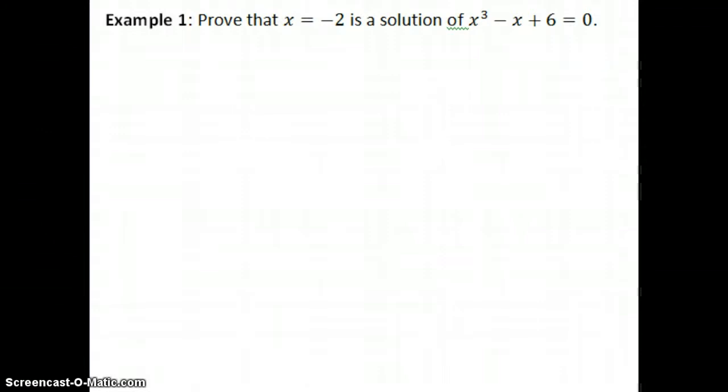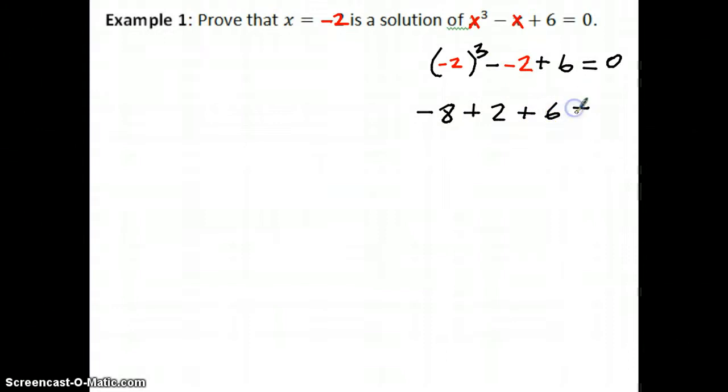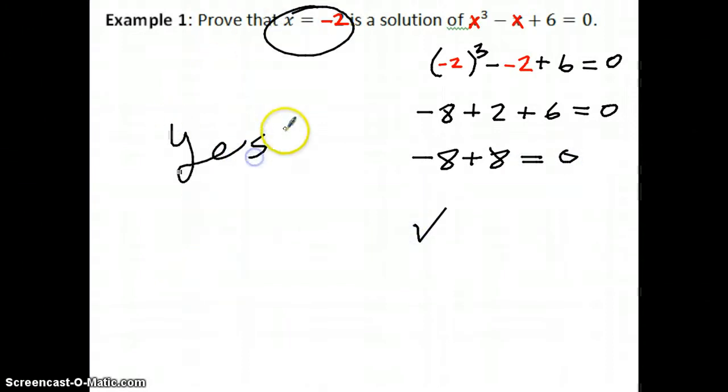So what we want to do is plug in the -2 and see if we get a true statement or not. Okay, so I've plugged in -2 and I just need to evaluate this problem, and we have -2 to the third, which gives us -8, and then a minus in front of a minus gives us a plus, and we end up with -8 plus 8, which is equal to 0, and that checks out. So that means that yes, we have proven that -2 is a solution.